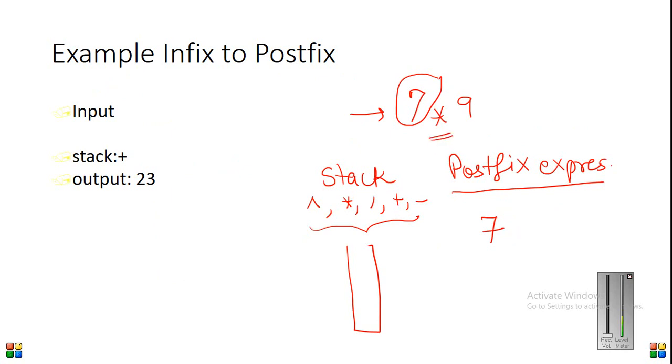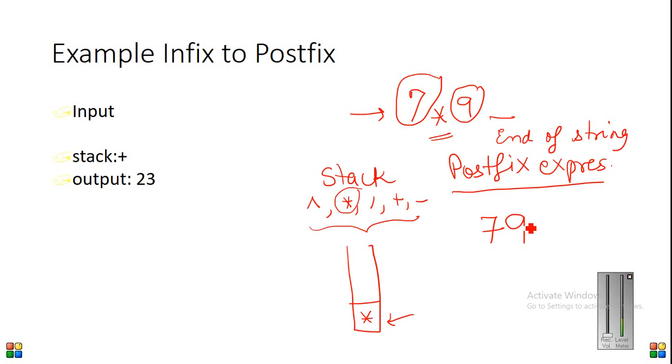Then I come across asterisk. Can an asterisk be there? Yes, asterisk can be there in the stack. So I just put an asterisk. This is my stack top. And then I have 9. 9 cannot be any of the operators, so I just write 9 here. My string ends, end of string.